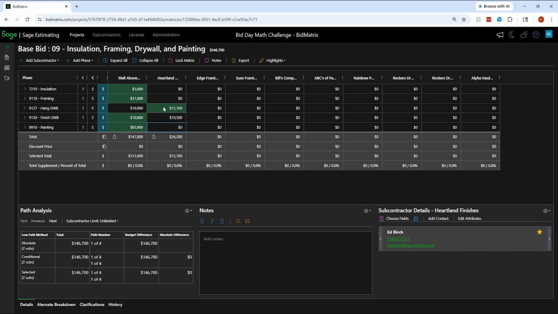So now you'll notice that it's automatically come up with 146 as my low combination, which is a combination of what you see in green so far. It's using all the prices here, and it's using this price here because it beat out the 16,000. As I'm going through here, it's just trying to come up with the low combination of the bids, with all the scope being analyzed.